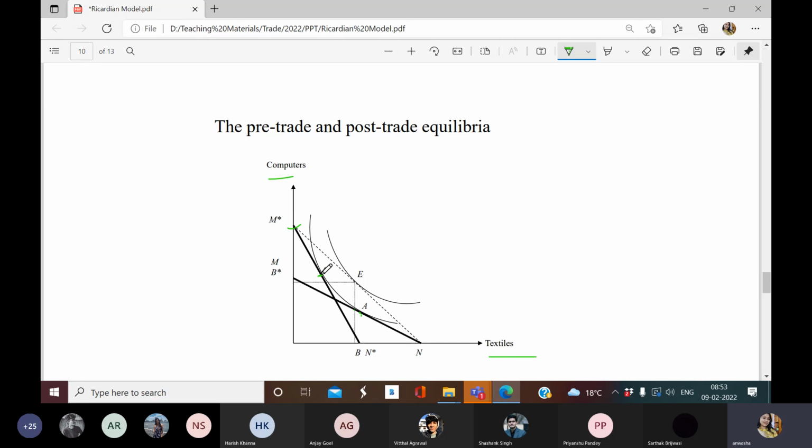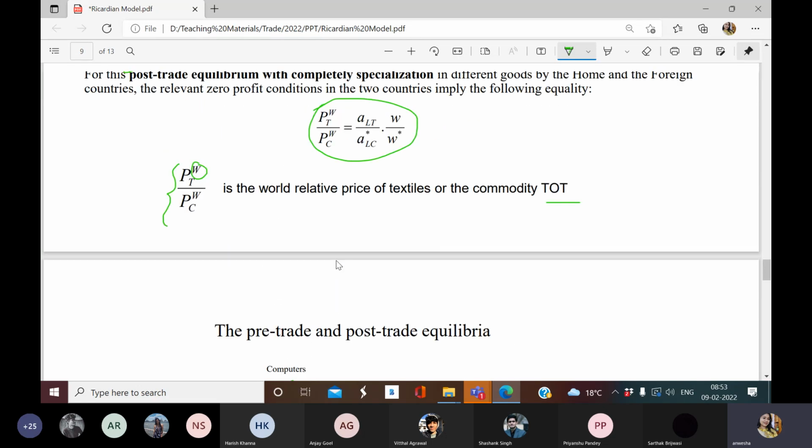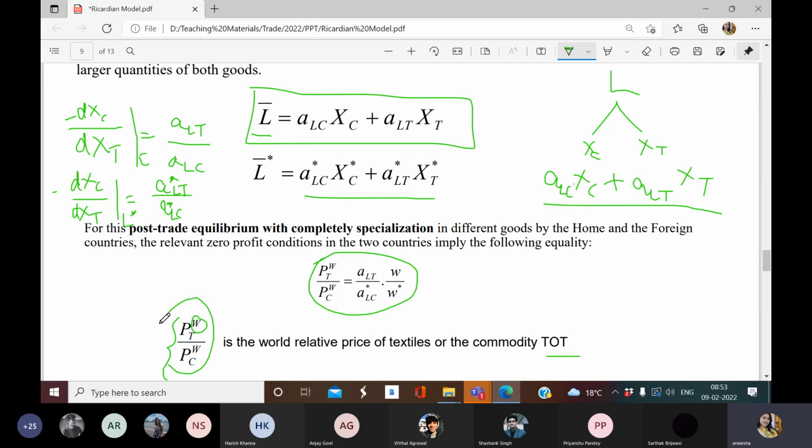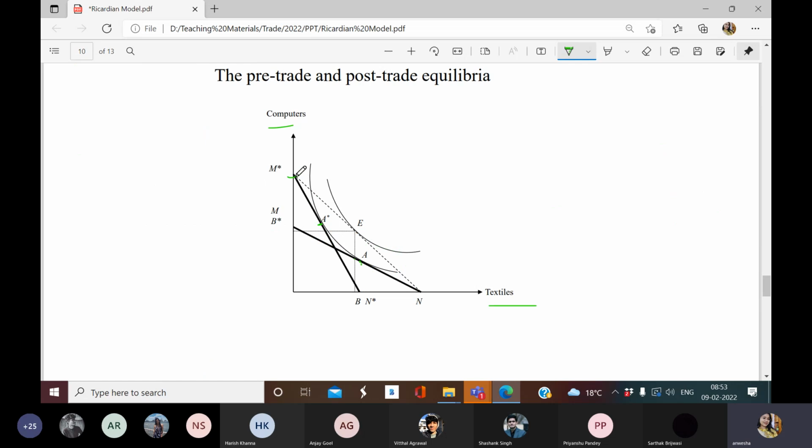Now in the post-trade situation, what is your relative price? Your relative price is this, which is shown by this dotted line, the slope of the dotted line m star n. So this will be the post-trade uniform relative price, which is shown by the absolute value of the slope of this line m star n. Therefore, what will be the point of production and consumption in the two countries? See what happens here.